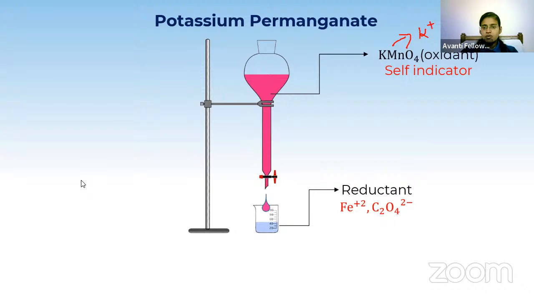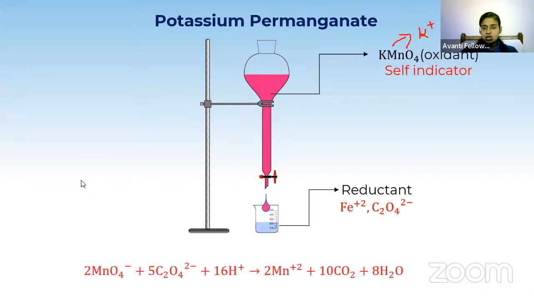So the MnO4- ion from the burette will react with the C2O4 2- in the beaker, and in presence of acid, these three species will react with each other to form the corresponding product. For this particular reaction, it is Mn2+, carbon dioxide and water.